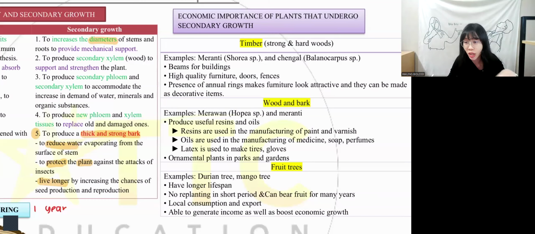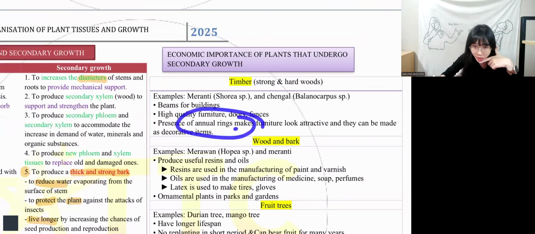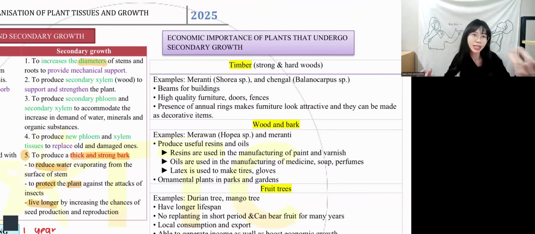You knock on your house door. Usually a house door is solid wood. It's very hard and very heavy. Those are high quality furniture. And for most high quality furniture, you can see annual rings. Annual rings are this, and high quality furniture has annual rings because people like them. It's more attractive.